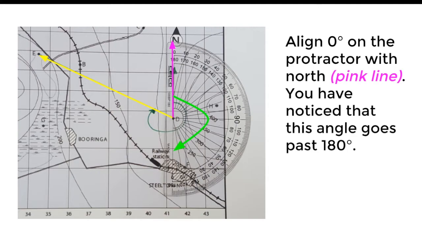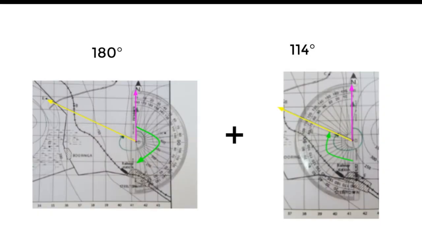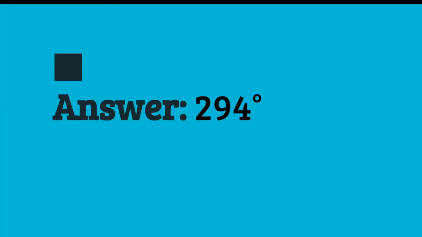It is clear that the bearing passes 180 degrees at south in this example. To continue to calculate the bearing from point D to point E, we need to align 0 degrees on the protractor with south and calculate the bearing stopping at the yellow line. It is clear in this example that the bearing is approximately 114 degrees from south. To calculate the bearing of point E from point D, we simply add 180 degrees and 114 degrees. Therefore, the bearing of point E from point D is 294 degrees.